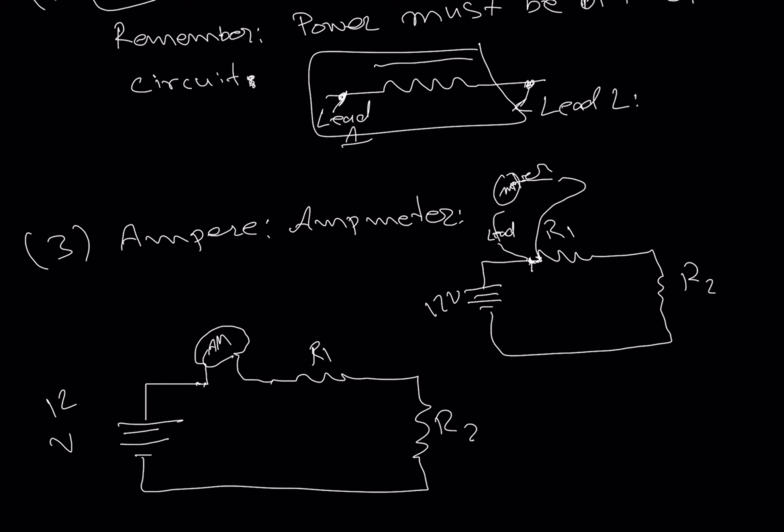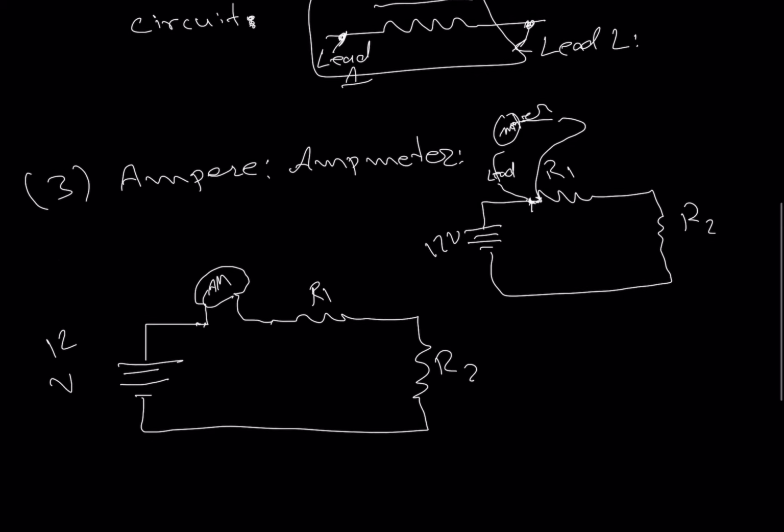So R1, R2, and this is your V, which is 12 volts. What we're saying is that the load has to go through that amp meter. That being said, you have to make sure that your amp meter can tolerate the amperage of the circuit we have. Otherwise it will destroy or burn the amp meter too, because the resistance and the tolerance of the amp meter might be different in this case.